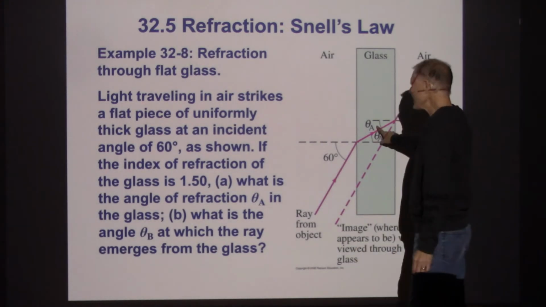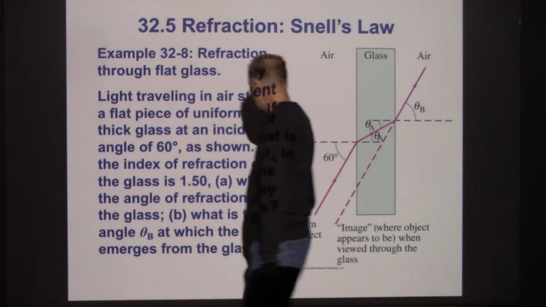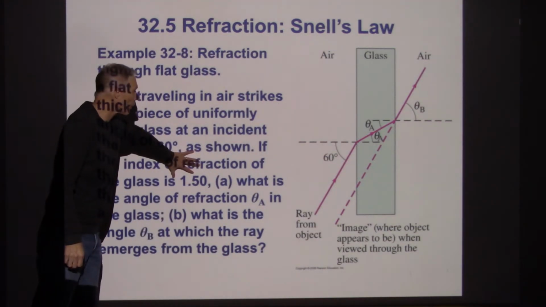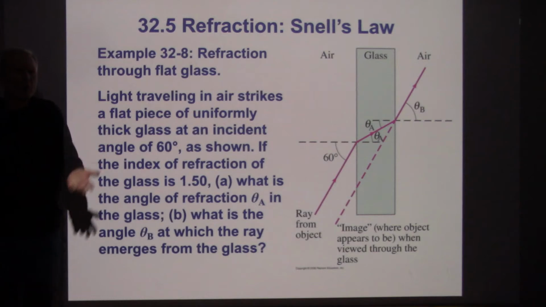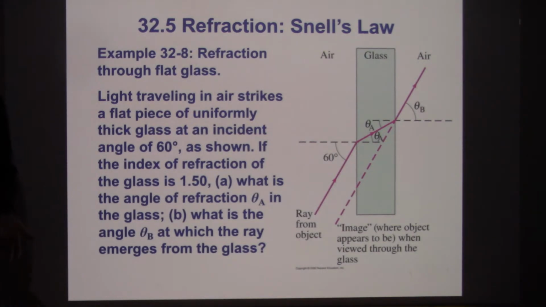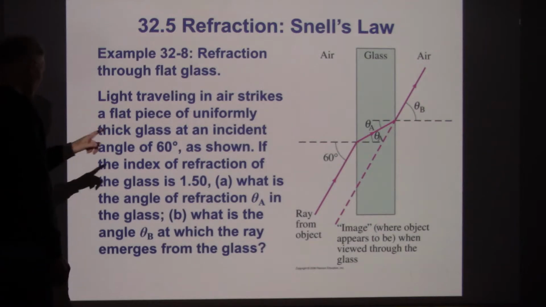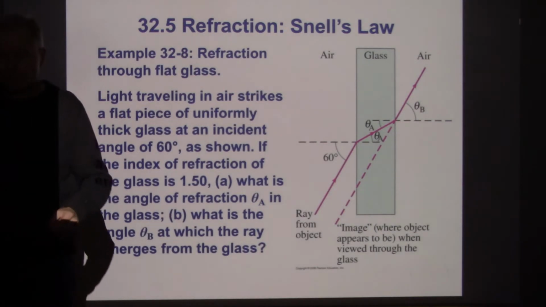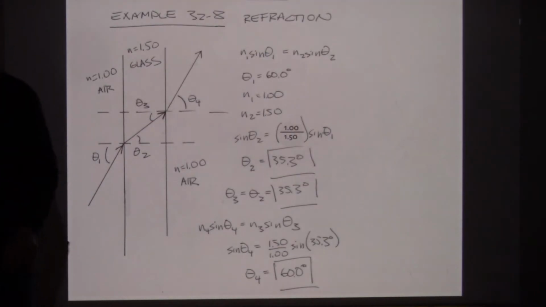But what about theta A? So let's take a look at some numbers. It says the glass index is 1.50. For the air, we'll probably just use 1.00. We don't have to use 1.0003. What is theta A? We've answered part B, I think. Let's see what this problem looks like.